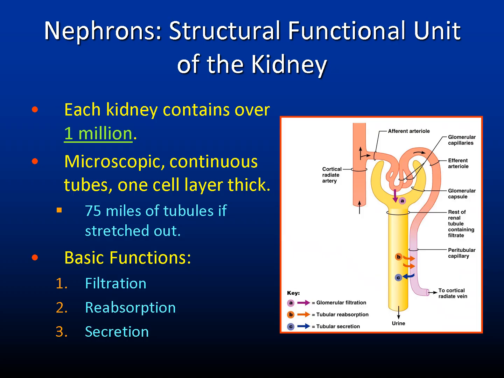The structural and functional unit of the kidney is a structure called a nephron. Each kidney contains over 1 million nephrons. The nephrons are microscopic, continuous tubes only 1 cell layer thick, but if stretched out and laid end to end, the tubules would be 75 miles long. The sheer number of nephrons per kidney tells us that they play a crucial role in the body.